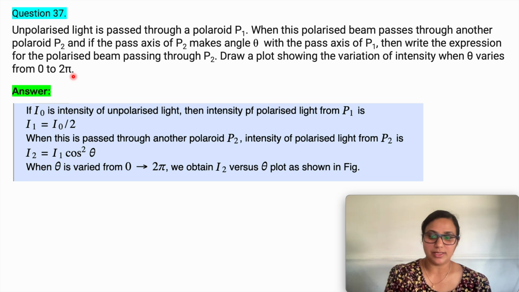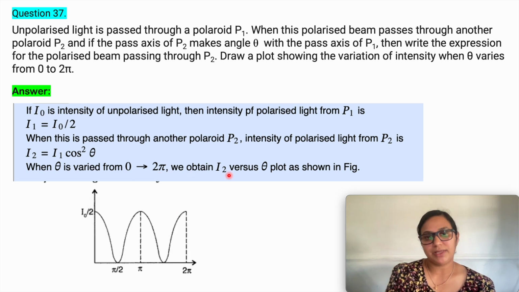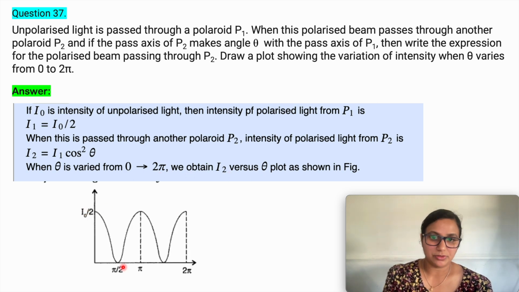Answer to the first part: I0 is the intensity of unpolarized light. Then the intensity of polarized light from P1 is I1 = I0/2. When this is passed through another Polaroid P2, the intensity of polarized light from P2 is I2 = I1 cos²θ. As θ is varied from 0 to 2π, we obtain I2 versus θ as shown here.